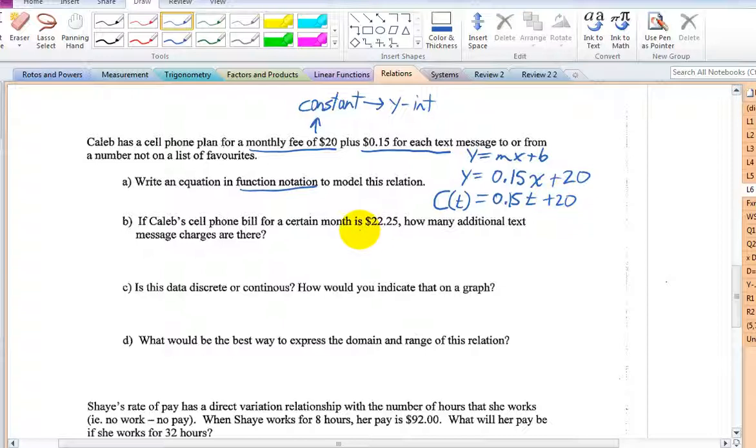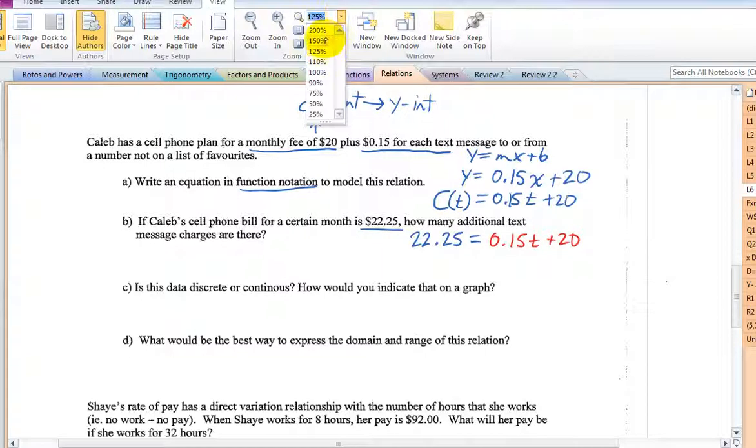Then Caleb got his phone bill, $225. He said, what the heck? Okay, so figure out how many texts he sent to those that weren't on his list. So this is where you're working backwards. The total cost, C at T, was $225. That equals the rest of your equation, 0.15T plus 20. So you have to work backwards to figure out how many additional texts he sent.